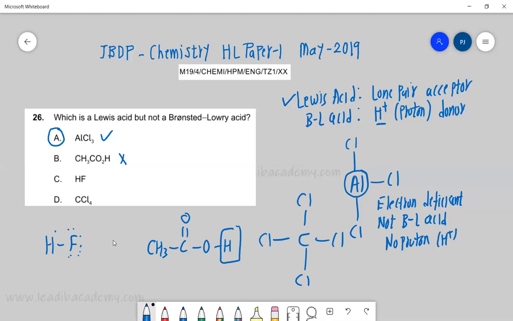Very, very simple. So again, you need to stick to the definitions of Bronsted-Lowry and Lewis acid, Arrhenius acid, etc.